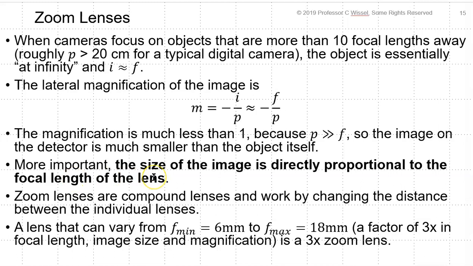More important, the size of the image is directly proportional to the focal length of the lens. Now, zoom lenses are compound lenses and work by changing the distance between the individual lenses. A lens that can vary from f-min of 6 millimeters to f-max of 18 millimeters. That's a factor of 3 times in focal length, image size, and magnification. It's a 3 times zoom lens. And you can tell that by just taking the minimum and dividing it into the maximum. That's where the 3 comes from.